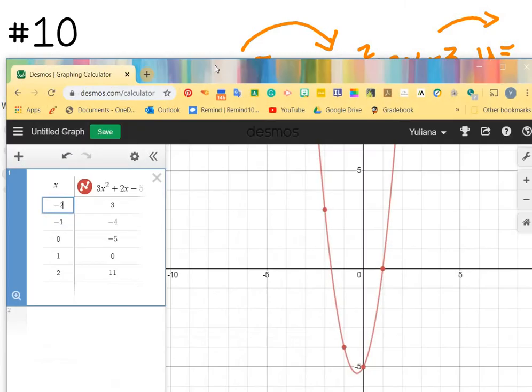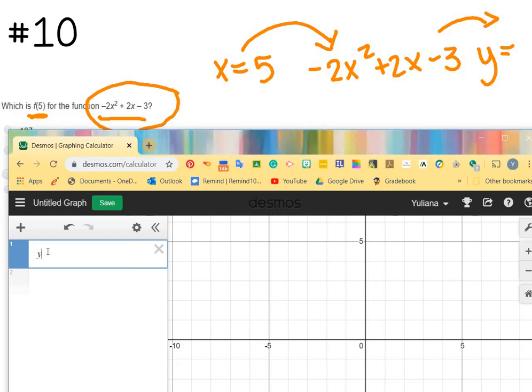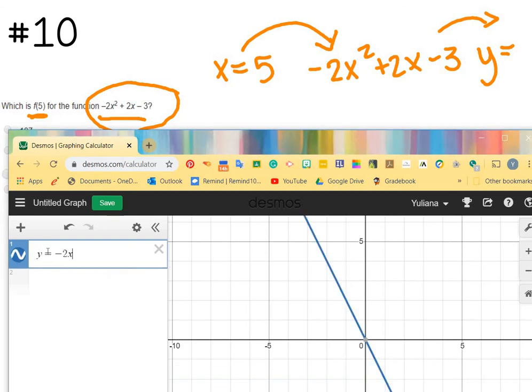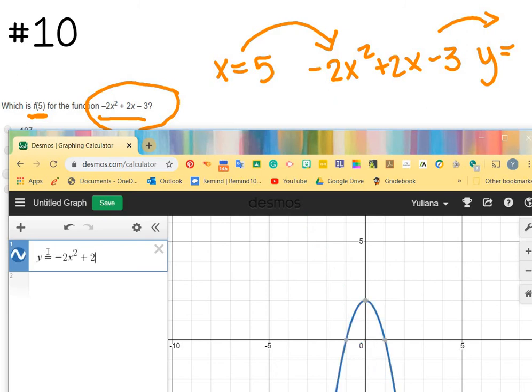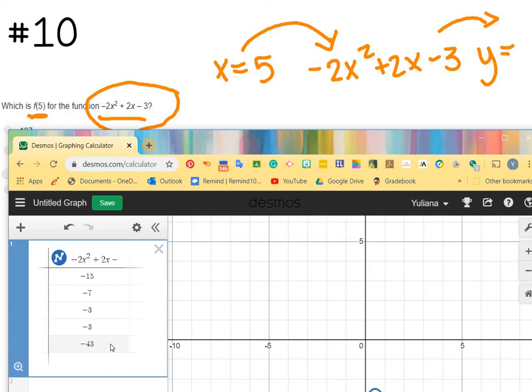So you'll graph y is equal to negative 2x squared plus 2x minus 3. And then again, remember we have the option to look at the table. So edit list and click on the table. You're looking for the x value to be 5. All you have to do is replace this 2 with a 5, and it's going to tell me what that output is.